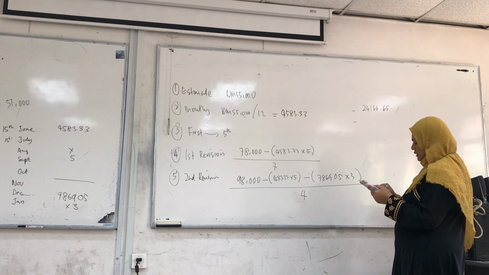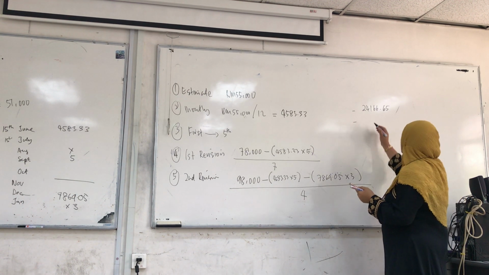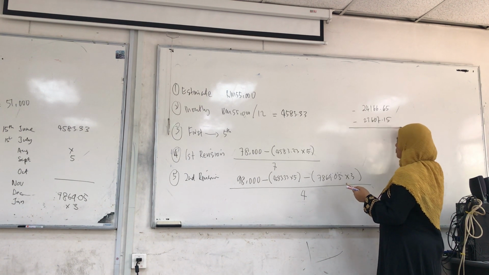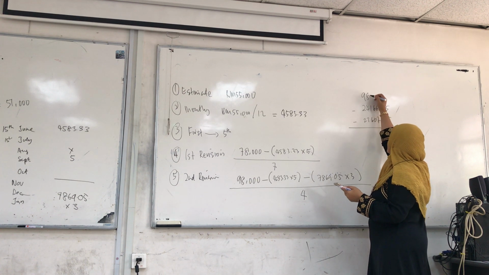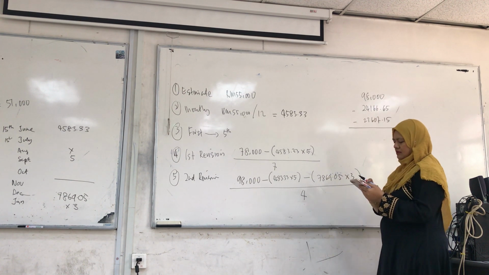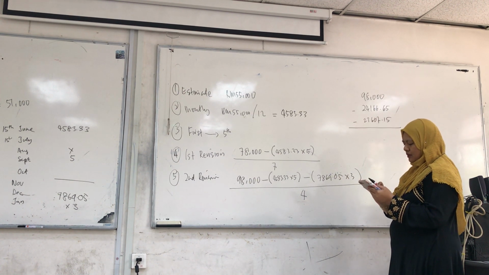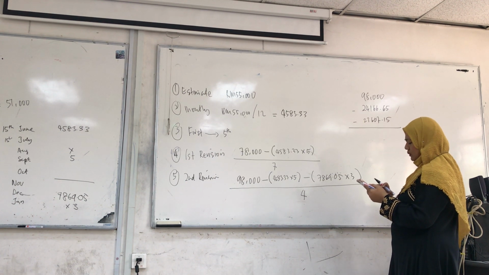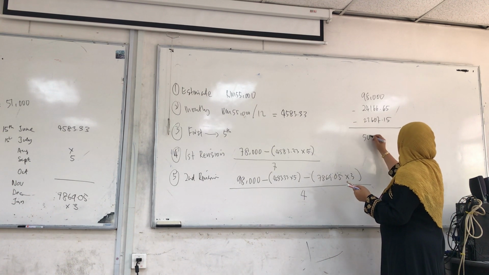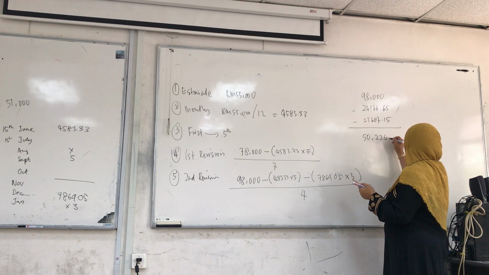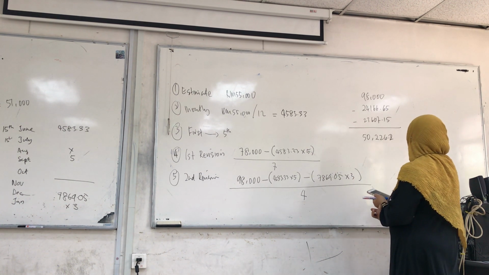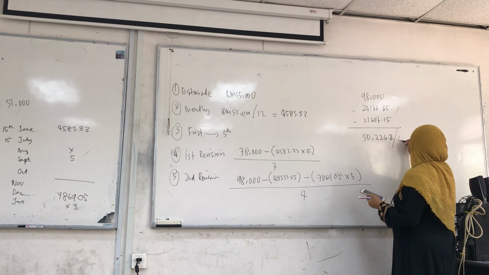7869.05 times 3 months, 23,607.15. Your revised is 98,000. So this one, 98,000 minus 24,166.65 gives 50,226.2. Then this one divide by 4.